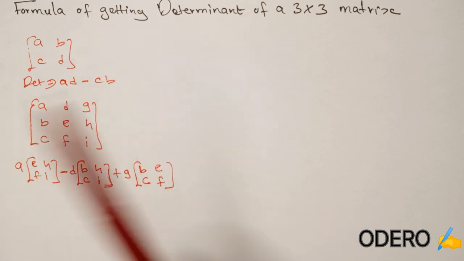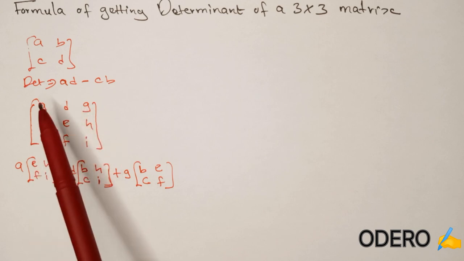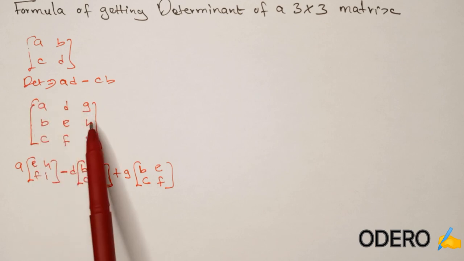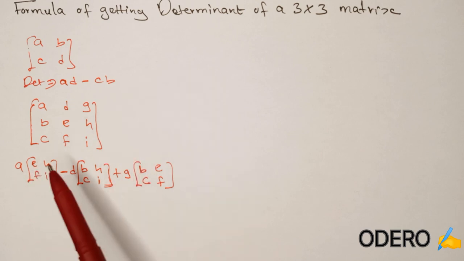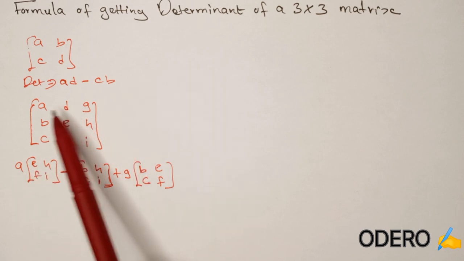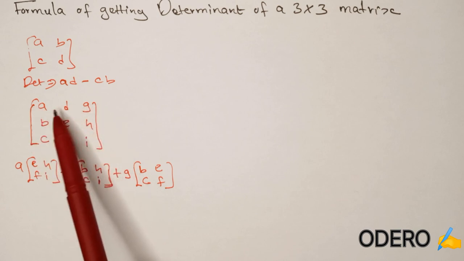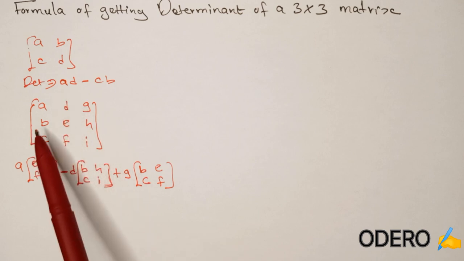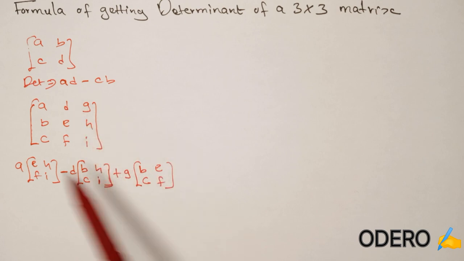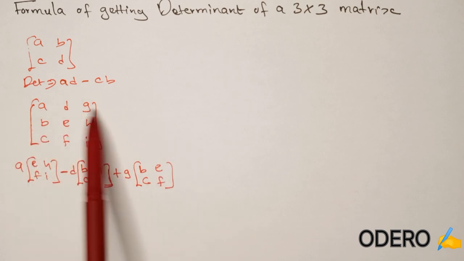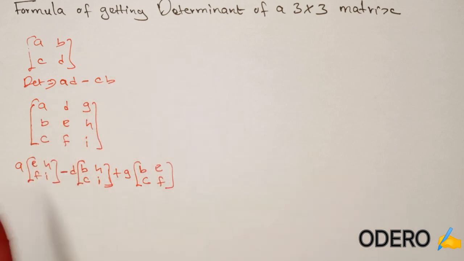Now let me explain what I've done. When you take A, you avoid this row and you avoid this column. So you take these and put them here to form a 2 by 2 matrix. When you take minus D, you avoid any element in this row and any element in this column, so you take B, H, C, I. Then you take plus G, then you avoid any element in this row and any element in this column, so you take B, E, and C, F.